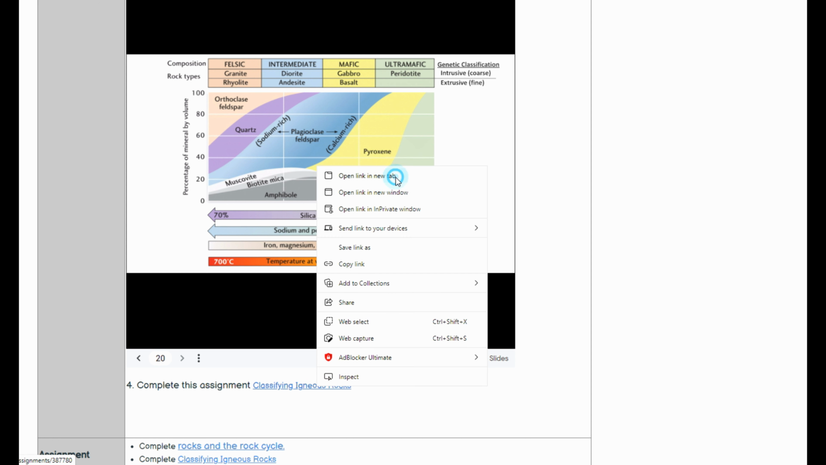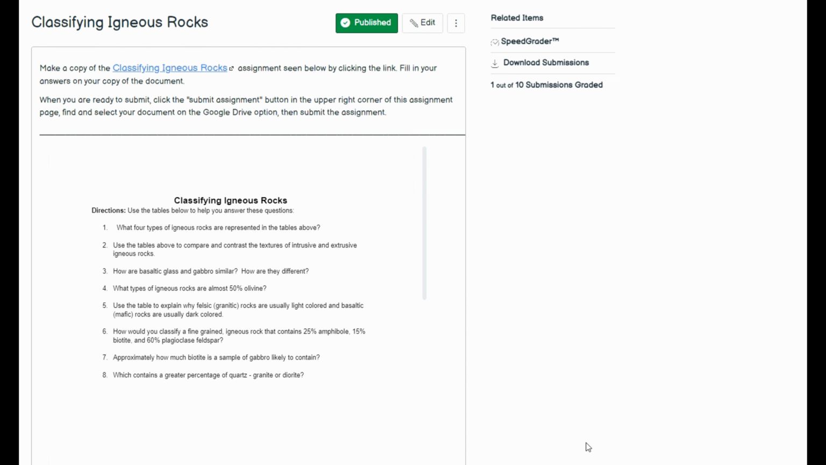Once you have this under control, you're going to come over here to this assignment. And you're going to go to this Classifying Igneous Rocks assignment page. So you're going to click here to make a copy for yourself. And then these are the questions you're going to answer on your paper. Once you've answered these, you will submit it the normal way.